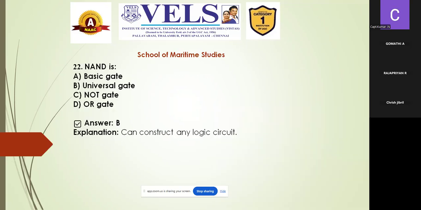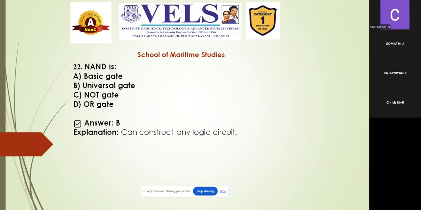Our next question is, which one is a universal gate? Option C is NOT gate. Option D is OR gate. NAND gate and NOR gate are called universal gates because they can construct any logic circuits. AND gate, OR gate and NOT gates are called basic gates.